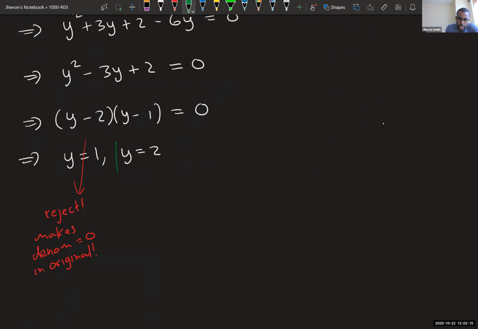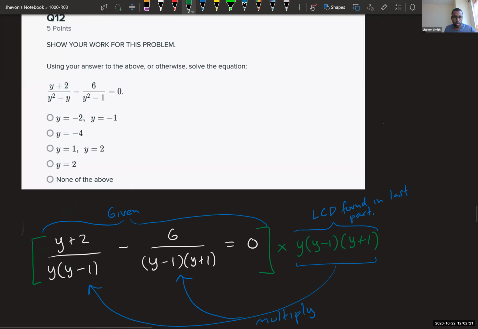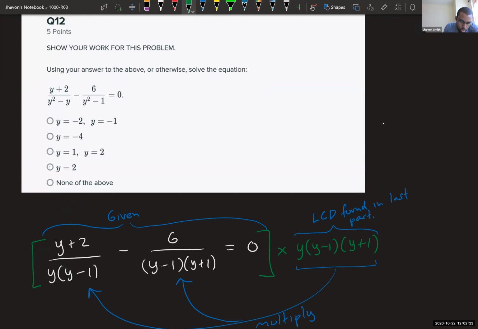This one, though, checks out. So only y equals 2. All right, people who forget to check their work would do that.